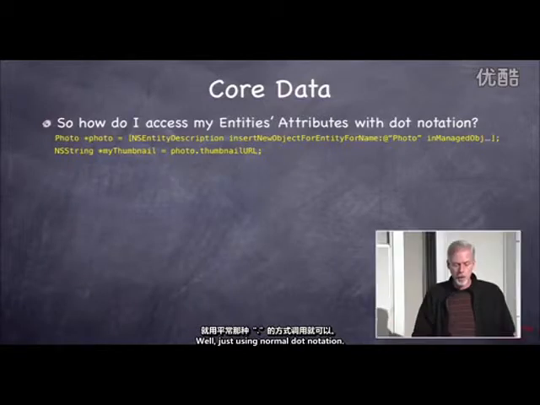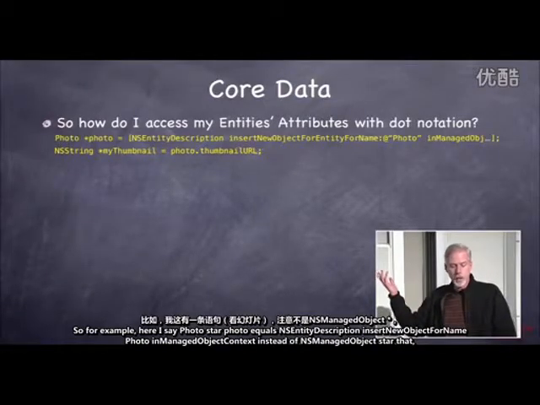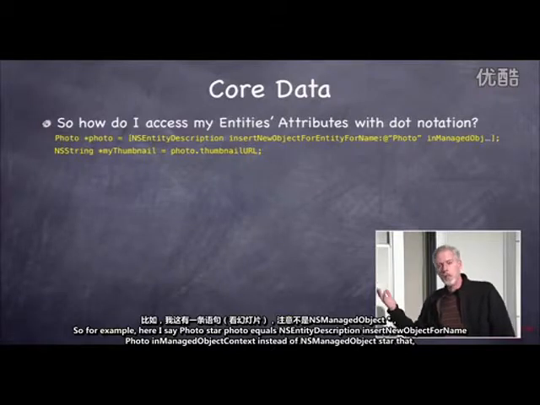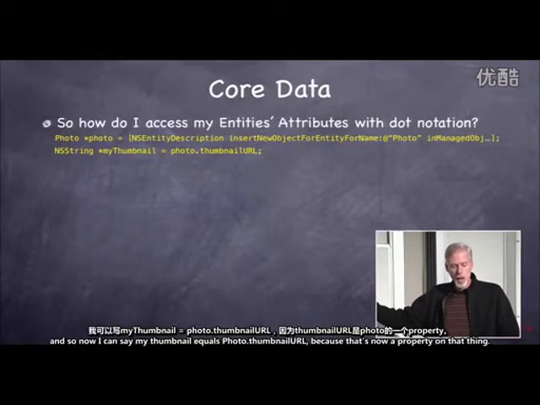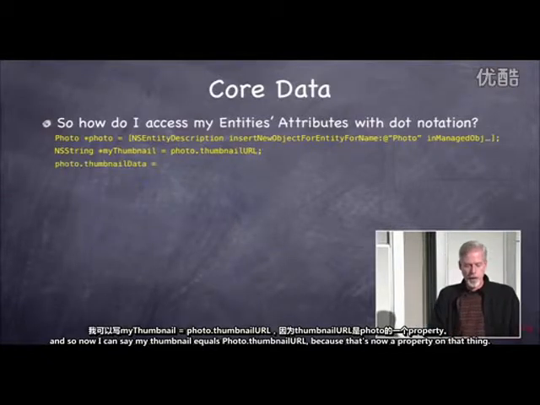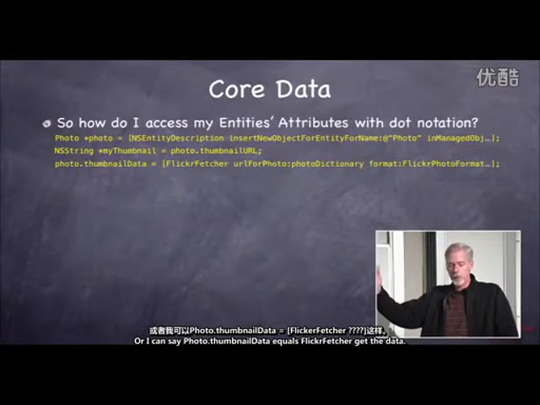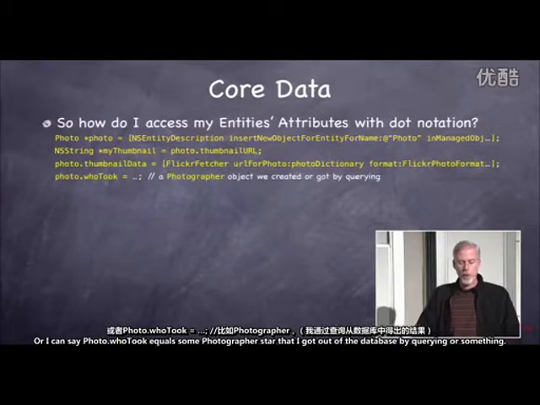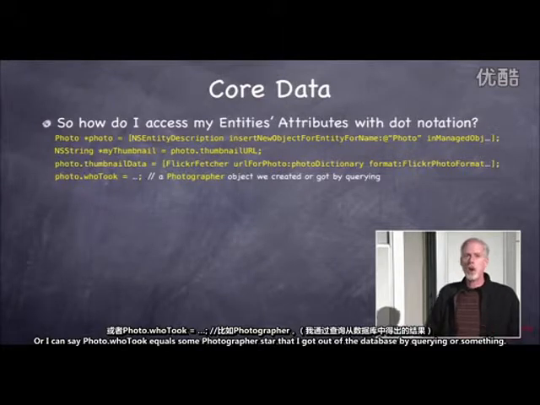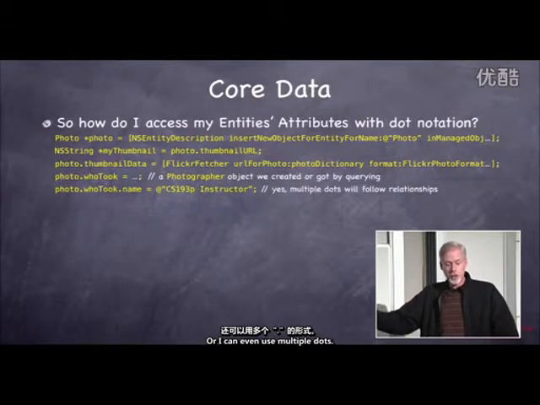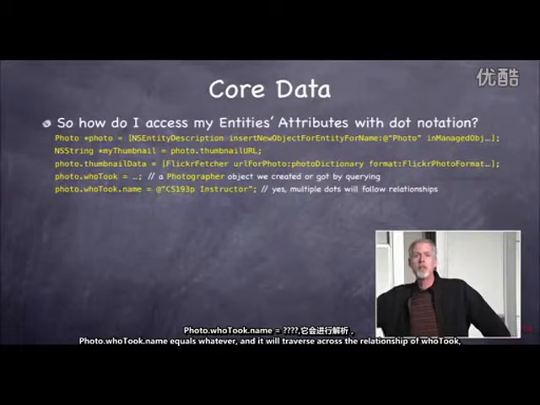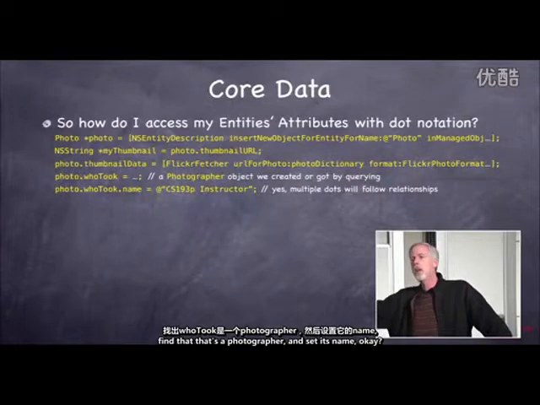So if I have these photo.m and .h and photographer.m and .h, how do I access my properties? Well, just using normal dot notation. For example, here I say Photo star photo equals NSEntityDescription insertNewObjectForName photo inManagedObjectContext, instead of NSManagedObject star. And so now I can say my thumbnail equals photo.thumbnailURL, because that's now a property on that thing. Or I can say photo.thumbnailData equals FlickrFetcher get the data. Or I can say photo.whoTook equals some photographer star that I got out of the database by querying. Or I can even use multiple dots. photo.whoTook.name equals whatever. And it will traverse across the relationship of whoTook, find that that's a photographer, and set its name.